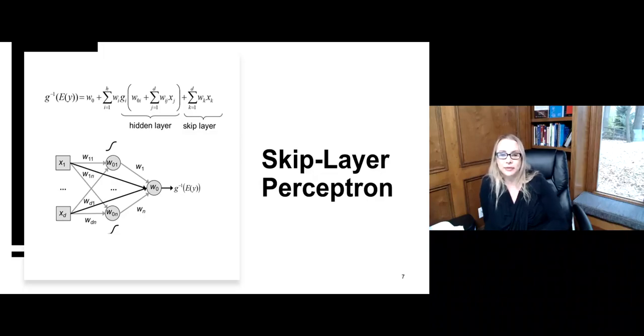Now let's talk about a different type of neural network called a skip layer perceptron. You still have a hidden layer, but now we have a skip layer that is added. What that means is, in all the examples we have been doing so far, the inputs only go to the next layer. So here they go to one hidden layer. But now with the skip layer, you can have it go to the other hidden layer as well as the output itself. So it can go to any layer within your model.